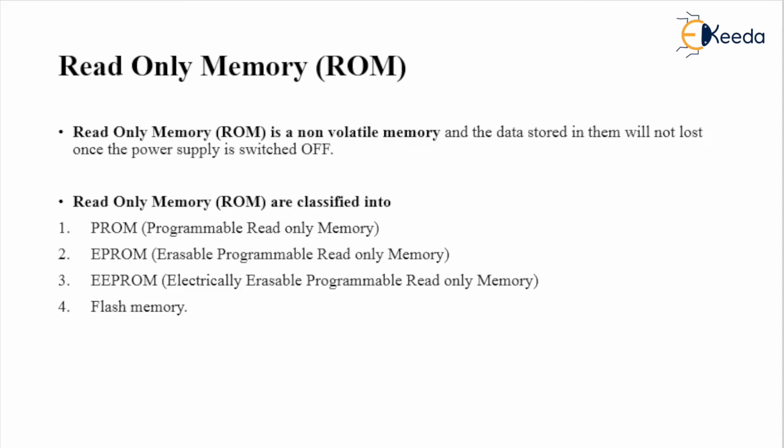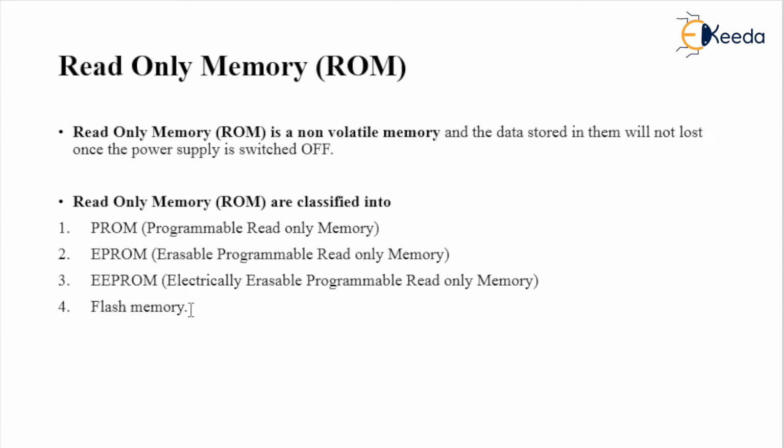These read-only memories are classified into four types. One is PROM, programmable read-only memory. Second is EPROM, erasable programmable read-only memory. Third is EEPROM, electrically erasable programmable read-only memory. And the last one is flash memory.